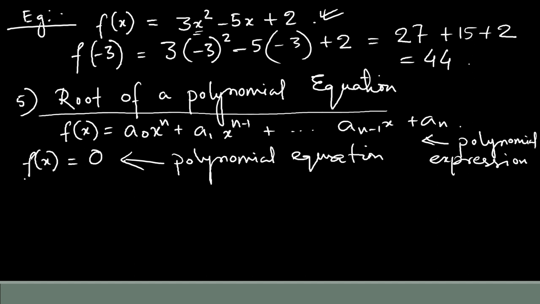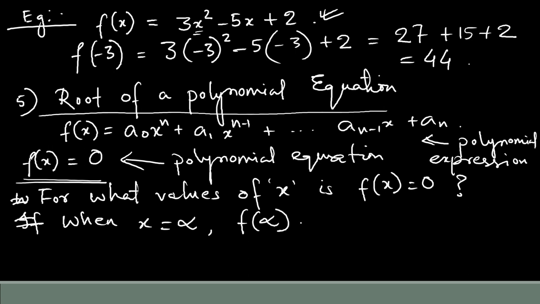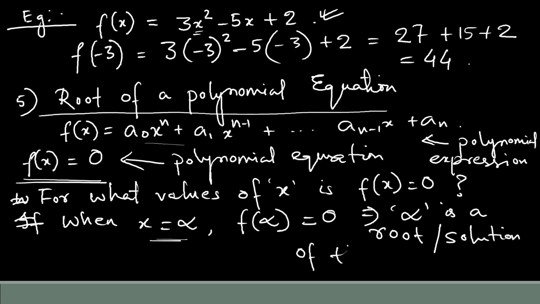Now, what will be the solution of this equation? That means, what are the values of x for which f(x) equals 0? That is called the root of the polynomial equation. So we need to find this thing. Let's say when x equals alpha, f(alpha) equals 0. So at x equals alpha, when you put alpha in this expression of f(x), f(alpha) turns out to be 0, it vanishes. So that means alpha is a root, or you can say a solution of the equation f(x) = 0.